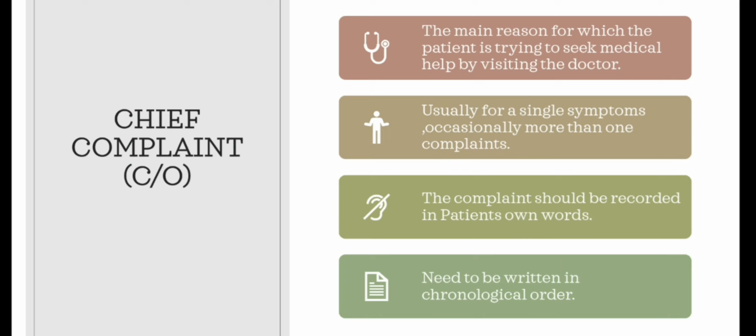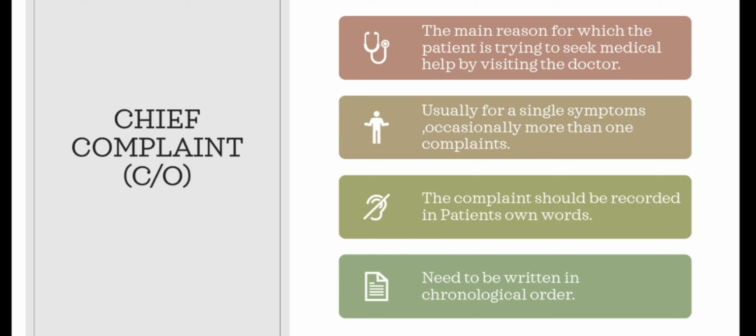If there is more than one complaint, it should be written according to chronological order. We have already seen what is chronological order. You have to write in a particular order of when the disease started or when the symptoms started, for how many weeks or how many days. For example, fever for 2 weeks, productive cough for 1 week, vomiting for 2 days, and fatigue for 1 day. Means you have to write in this order: 2 weeks, 1 week, 2 days, 1 day. In that order you have to write it.